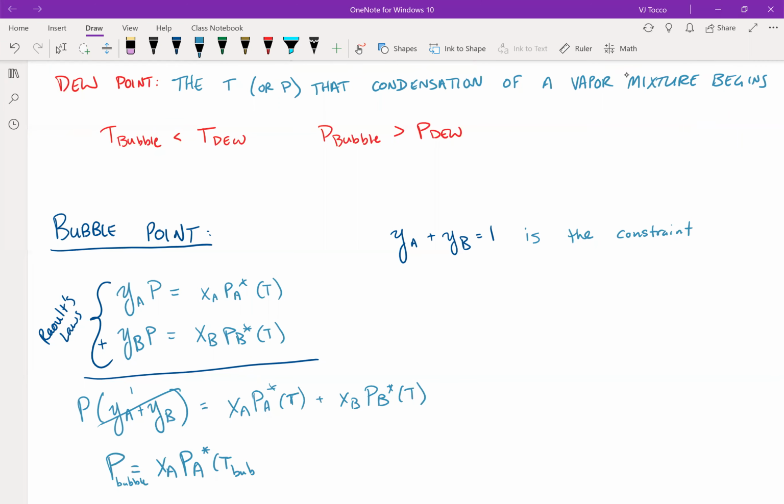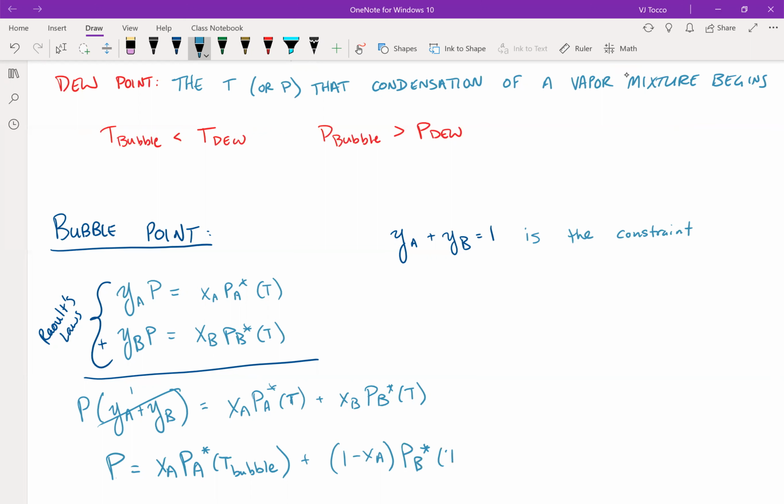Well, I guess it depends on which one you're given, right? If you're given pressure, you'd find the bubble point temperature. If you're given temperature, you'd find the bubble point pressure. So either one of them can be the bubble point given the other variable. And then I'm also going to substitute for XB 1 minus XA. So like I said, this one is also true. It's just that we're not using it as the constraint for finding the bubble point.